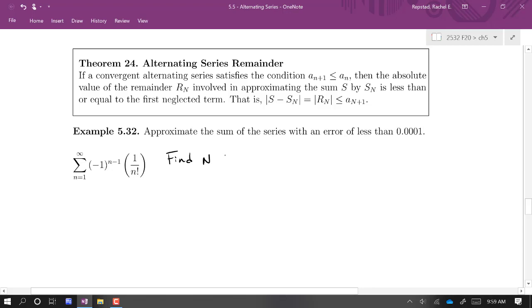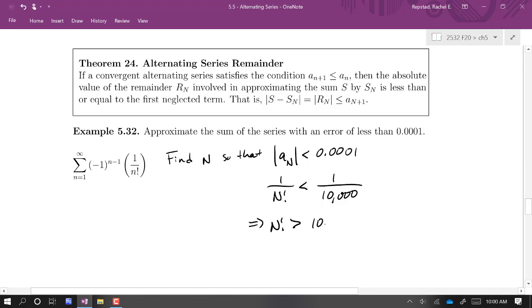So we're going to find n so that the absolute value of a sub n is less than 0.001, just ignoring the alternating part. That means that I want 1 over n factorial to be less than, oh whoops, I omitted a zero, 0.0001. So I want 1 over n factorial to be less than, I'm going to write this as a fraction, 1 over 10,000. And in order for that to happen, I need n factorial to be greater than 10,000.